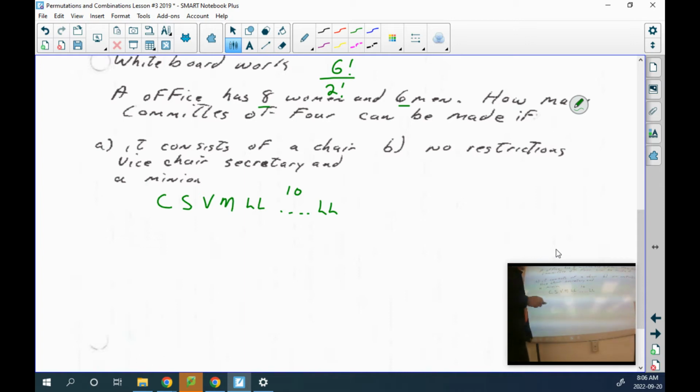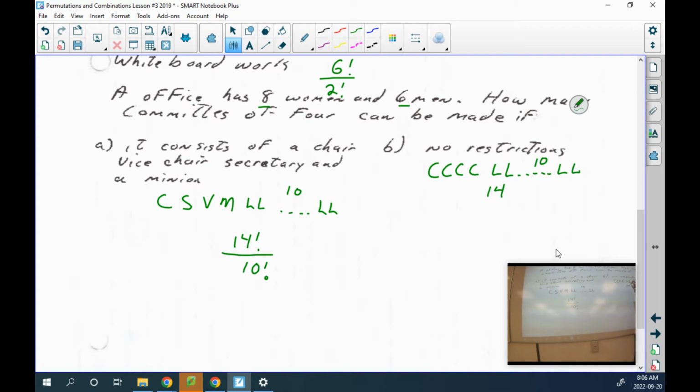So we have a 14-letter word with 10 L's in this case. These guys are all distinct, so we could do 1 factorial, 1 factorial, 1 factorial, 1 factorial, but I don't want to do that. That changes when we have no restrictions. We have 4 people on the committee, 10 that are lucky. So again, we have 14 factorial over 4 repeated people on the committee, 10 repeated people not on the committee.